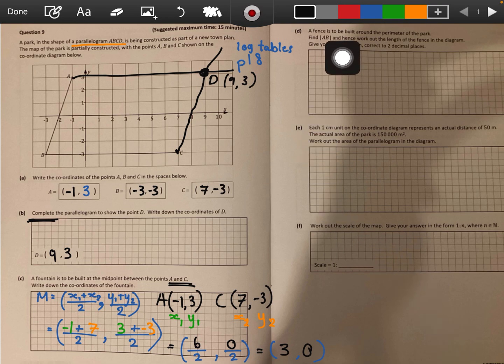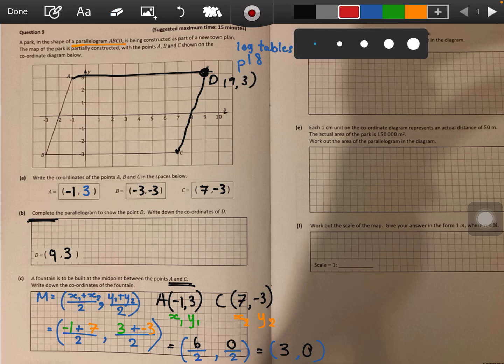Okay, part D then says a fence is to be built around the perimeter of the park. Find the distance from A to B and hence work out the length of the fence in the diagram. Give your answer in centimetres, correct to 2 decimal places. So we have to find the distance from A to B. A few different ways we can do this.